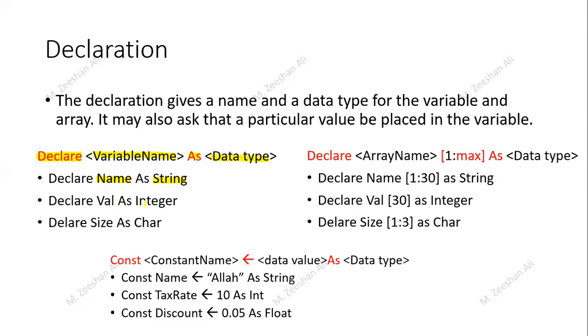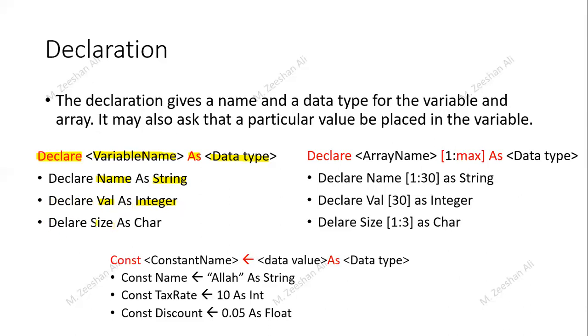If I want to declare an integer, how will I write it? Declare, then the name of that integer, as integer. So it will hold values in whole numbers. But if I have declared it as an integer, and afterwards I want to store a fractional value like 0.5 in it, that is impossible. We cannot do it. It will generate an error.